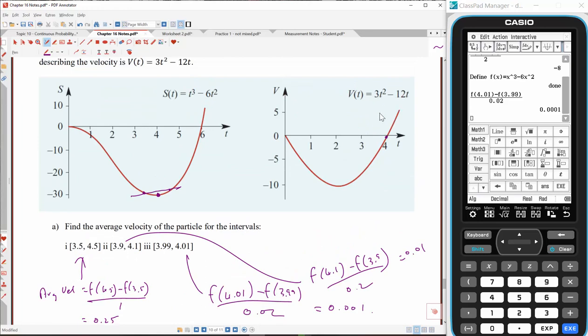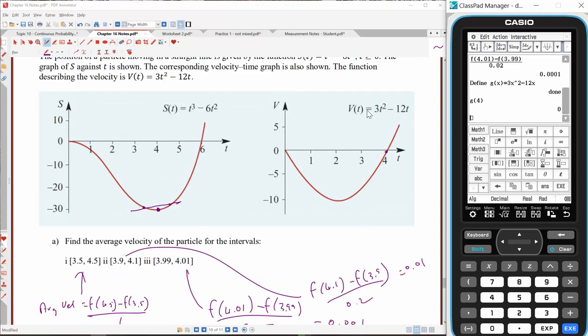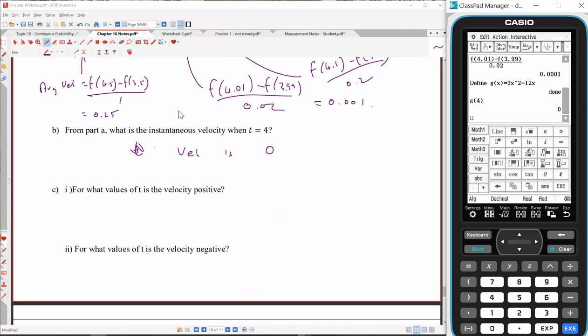And I can even jam that into the velocity function. So here's the velocity function here. Define g of x equals 3x squared take away 12x. And if I do g of 4, it confirms that the velocity at this particular time is equal to 0. So from part A, what is the instantaneous velocity when t is equal to 4 exactly? I'm guessing that the instantaneous velocity is 0 based on what's happening here, and I've just had it confirmed with the velocity function based on the displacement function.